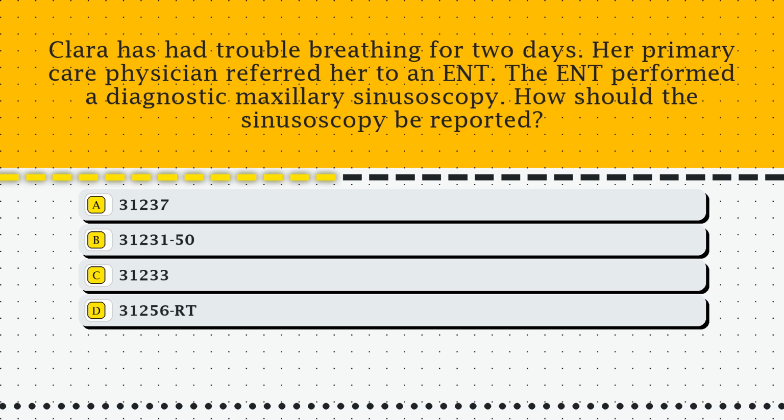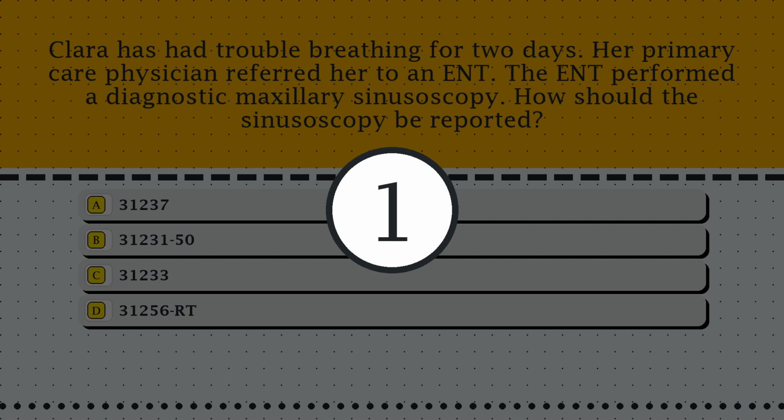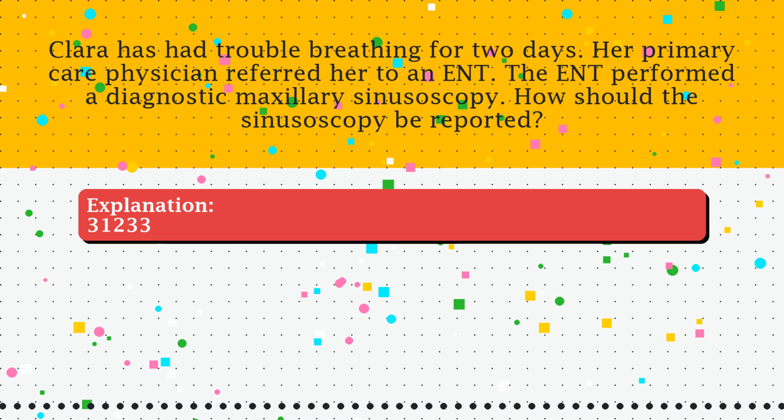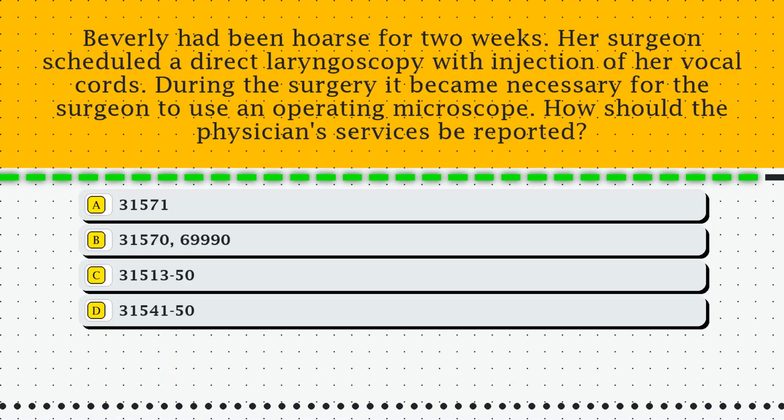Option A, 31237. Option B, 31231-50. Option C, 31233. Option D, 31256 RT. The correct answer is option C, 31233. Question 60. Beverly had been hoarse for 2 weeks. Her surgeon scheduled a direct laryngoscopy with injection of her vocal cords. During the surgery, it became necessary for the surgeon to use an operating microscope.